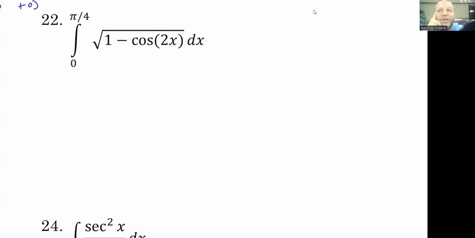All right, so question 22. We need to use a little bit of a trig identity here. You have the cosine of 2x, which equals like 7,000 different things. Let's see what would be the best choice for cosine of 2x here. In a sense, we want to choose something that ends up easily square rooted. So notice that I have a 1 minus something.